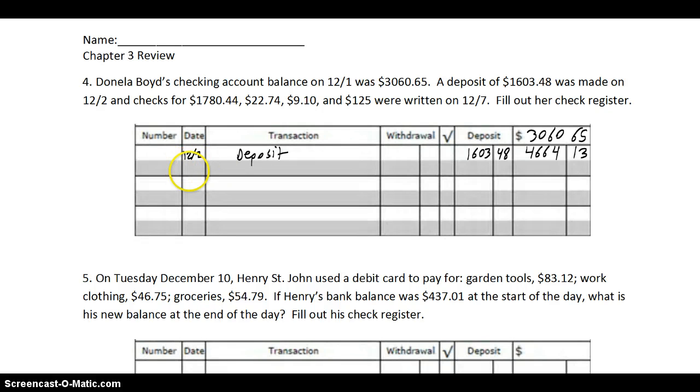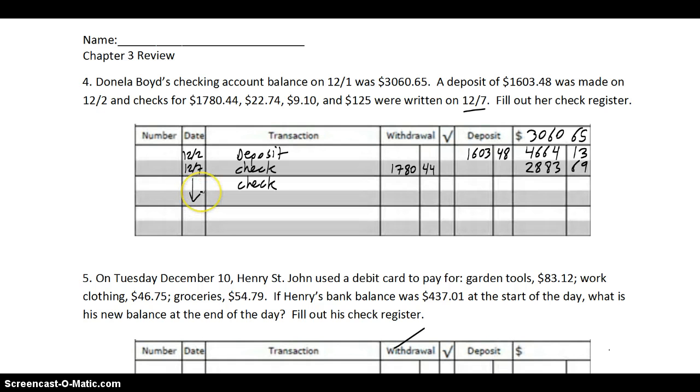And you wrote some checks. Those were written on 12/7. So you just kind of got to read ahead. They don't give us any specifics, so this is just one check at a time. Obviously these are checks, so these are all going to be withdrawals. So we're going to subtract 1780.44. We get 2883.69.